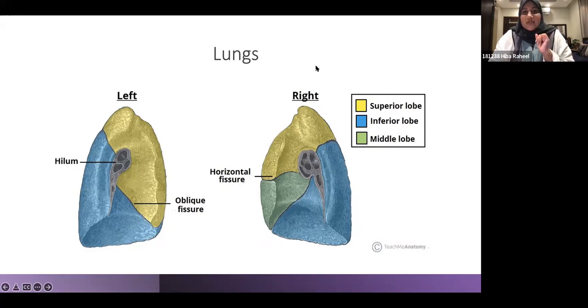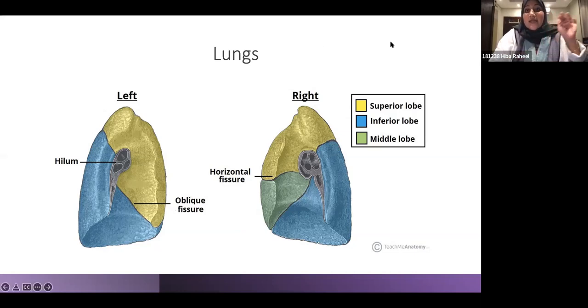Can I explain the fissures again? Of course. So there are different numbers of fissures present in the right and left. The right lung has three fissures, sorry, two lines that run deep into the lung. These lines divide the lungs into portions, into segments.